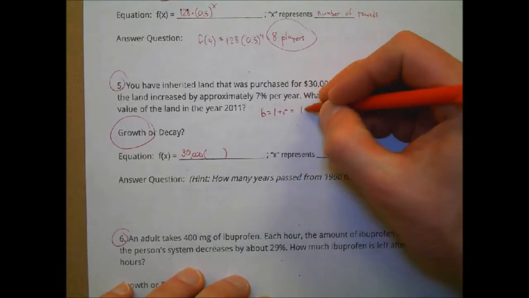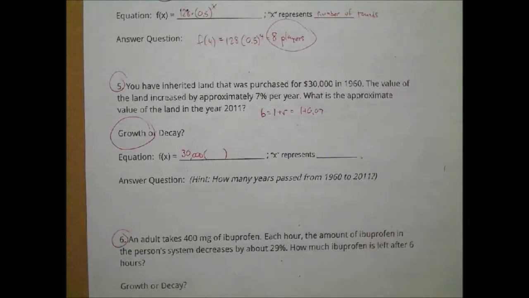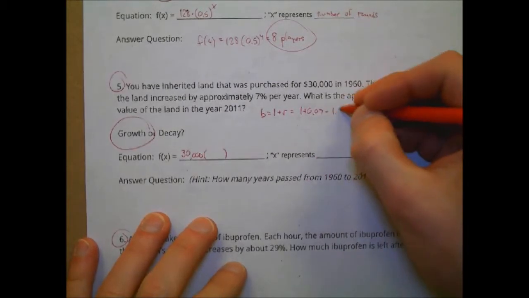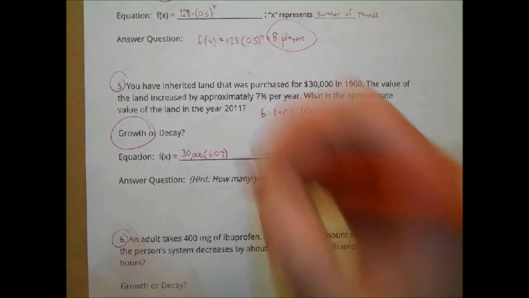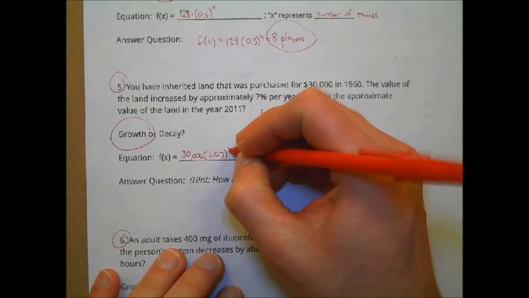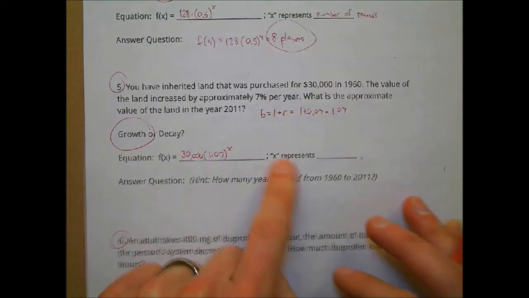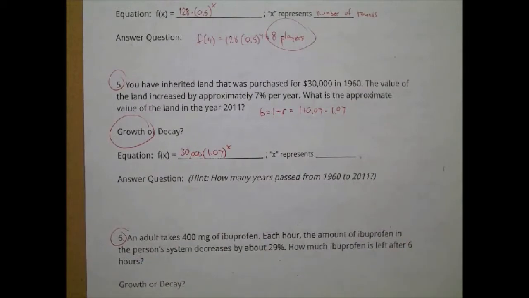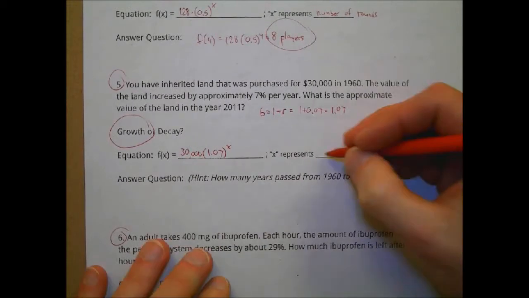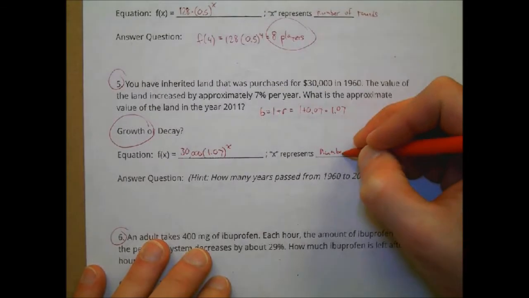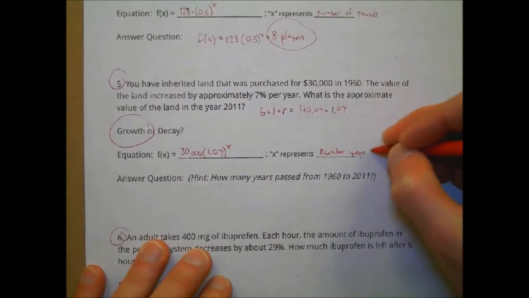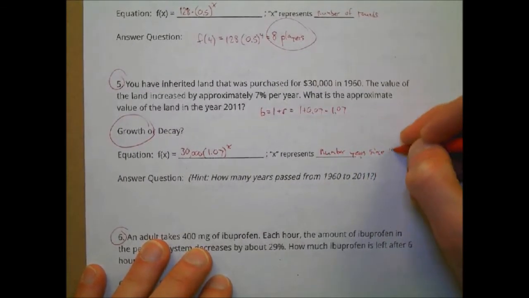Because 0.7 is 70%. That'd be a crazy growth rate, right? 0.07, maybe more realistic. So we get 1.07 to the X. Okay, what does X represent in this problem? Number of years since 1960.